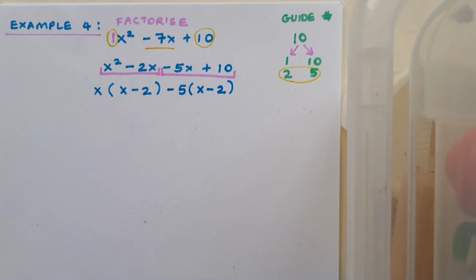And now we'll proceed to the last line of the factorisation. How should that look? X minus 5 times x minus 2 is the final line of this question. That's my solution.